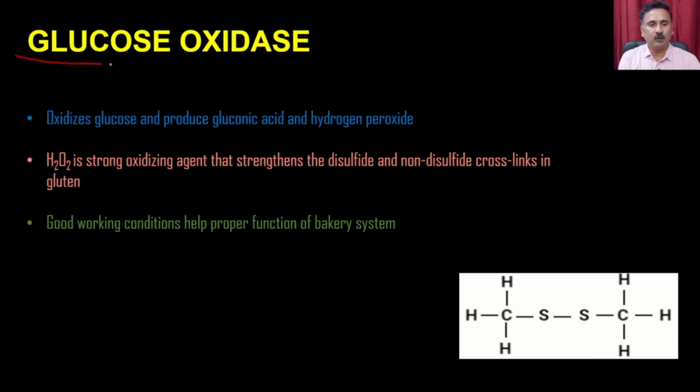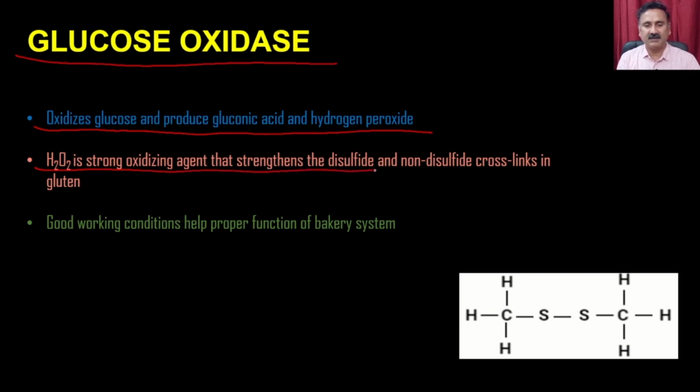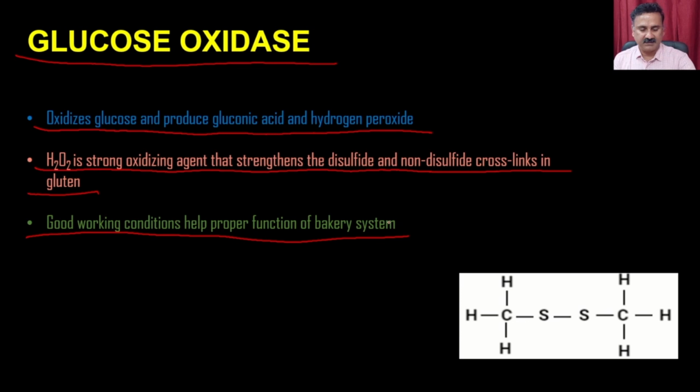Then we have the glucose oxidase. So glucose oxidase oxidizes the glucose and produces gluconic acid and hydrogen peroxide. H2O2 is a strong oxidizing agent that strengthens the disulfide and non-disulfide cross-links in the gluten, and its good working condition helps the proper functioning of the baker system.